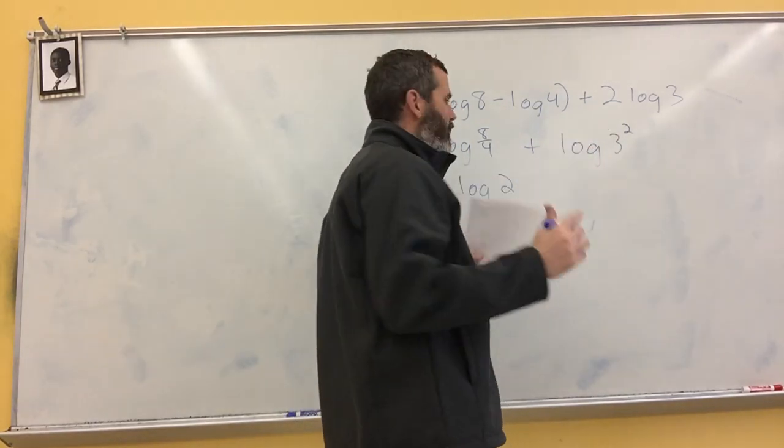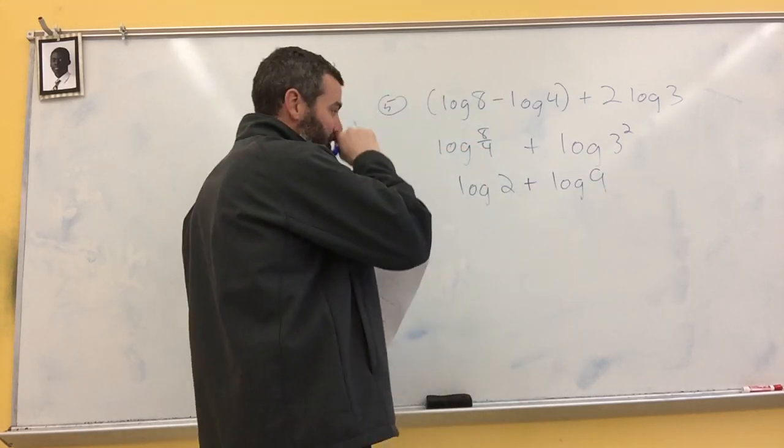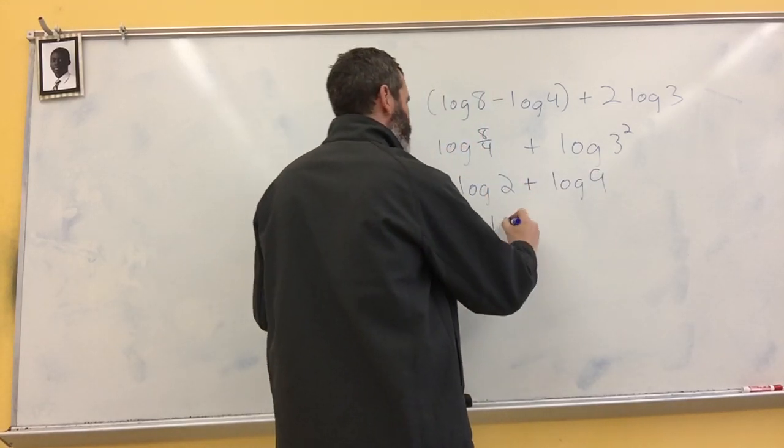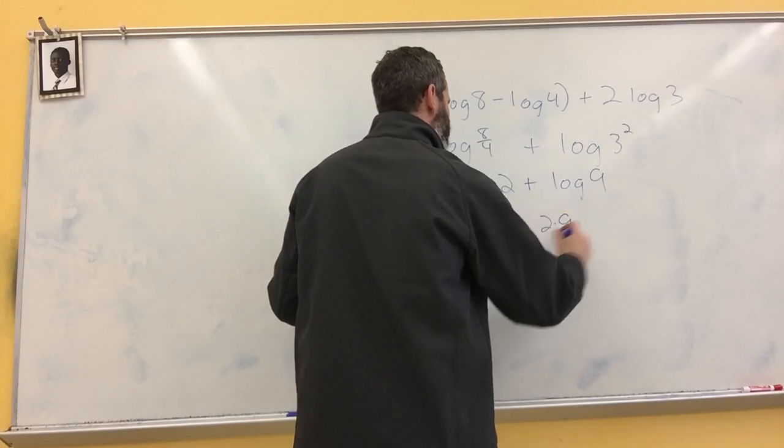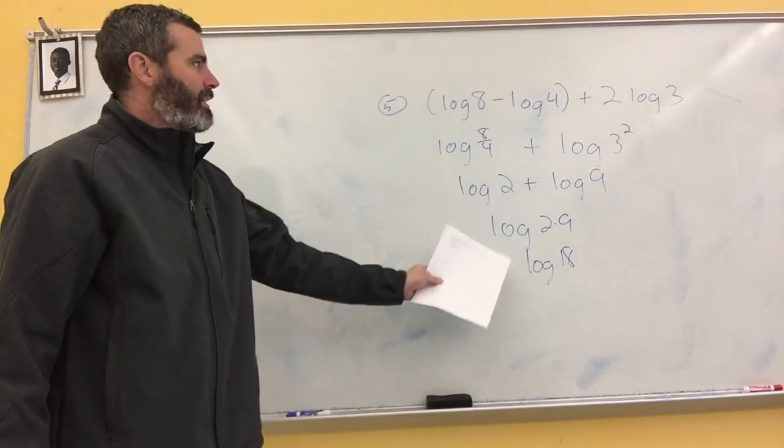When I'm expanding, I don't want to. Okay? Last step, when I'm adding here, I'm going to multiply here. So log 2 times 9, log 18. That's condensed from that.